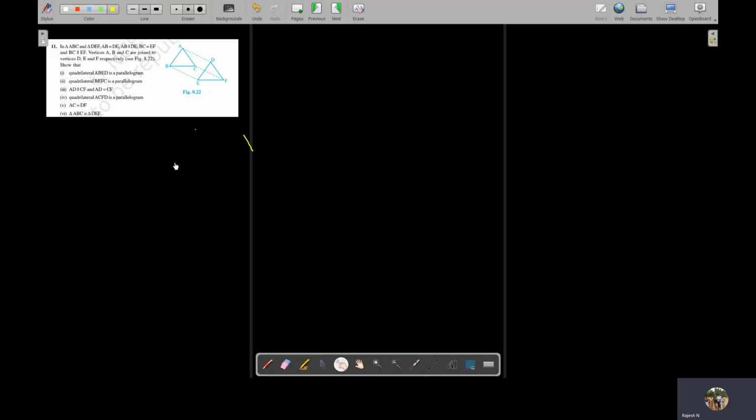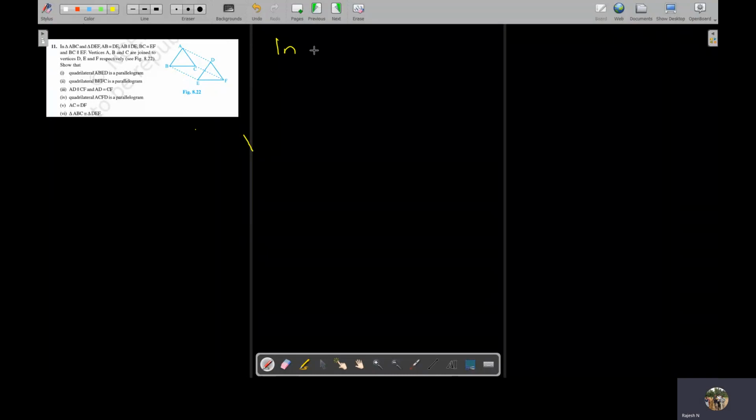Next question is what? In triangles ABC and DEF, AB is equal to DE and AB is parallel to DE. BC is equal to EF and BC is parallel to EF. Vertices A, B and C are joined to vertices D, E and F respectively. You have to show that quadrilateral ABED is a parallelogram.